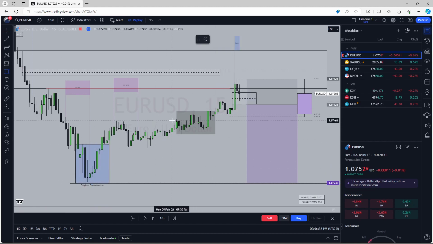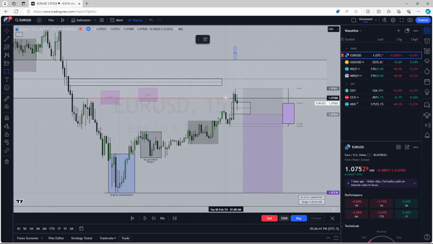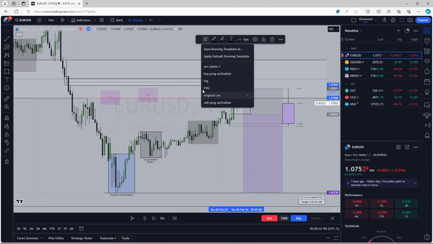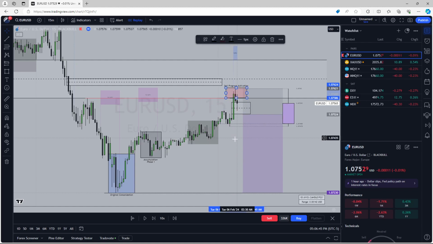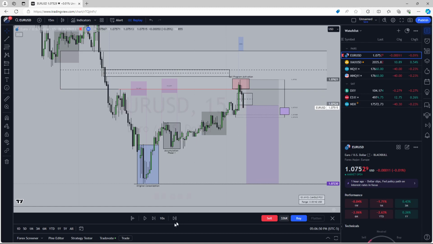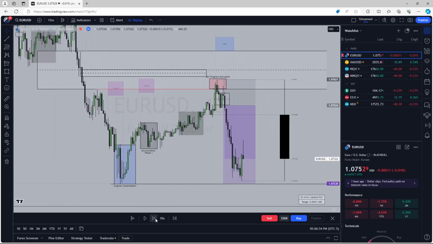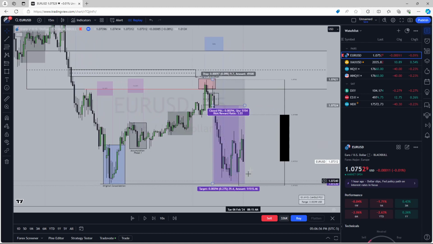Original consolidation. Accumulation phase 1, accumulation phase 2. Right here we have our smart money reversal, which is sell program activation. Now I'm looking for an inverse of that fair value gap, which happens. I'm in the trade, and it hits take profit. I didn't take this trade, by the way. I literally just opened it.